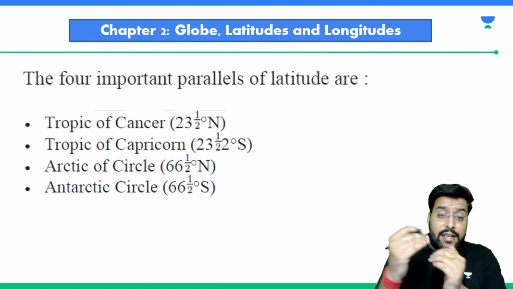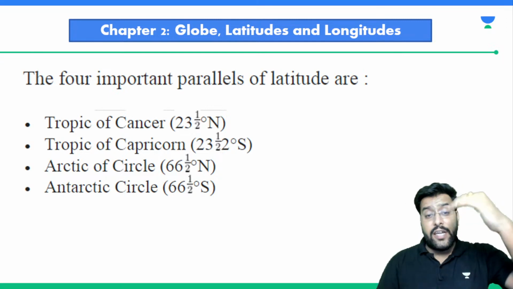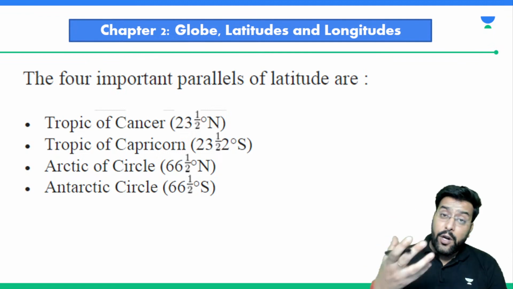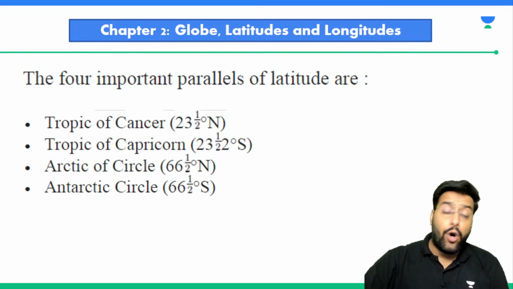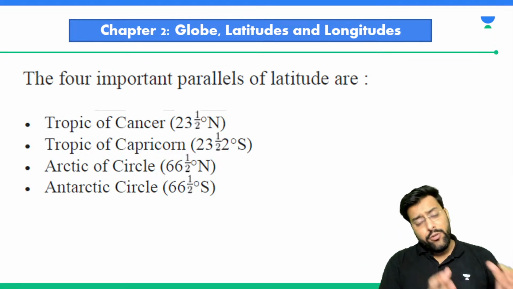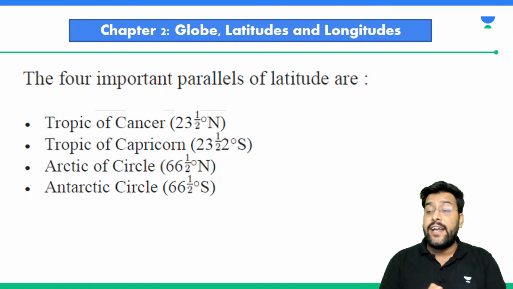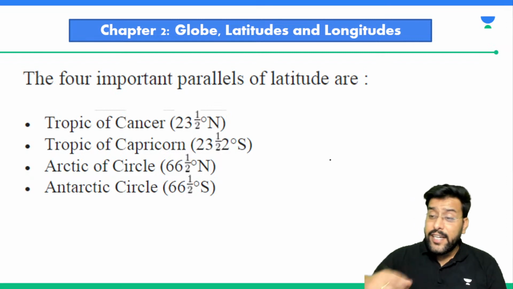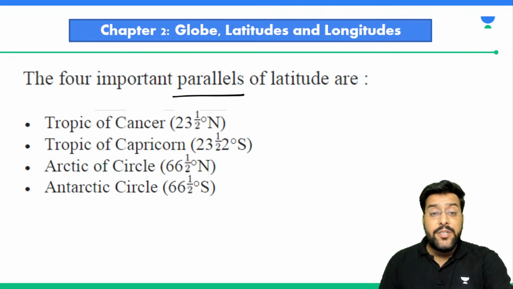Since we have 90 latitudes on both sides, 90 on the north and 90 on the south, what do you think? Do we need to remember all of those? No sir, it's not possible to remember things about all those 180 latitudes. That's why there are certain important latitudes or parallels. As I told you, all the latitudes are parallel to the equator, so the term parallel is used for the latitude.